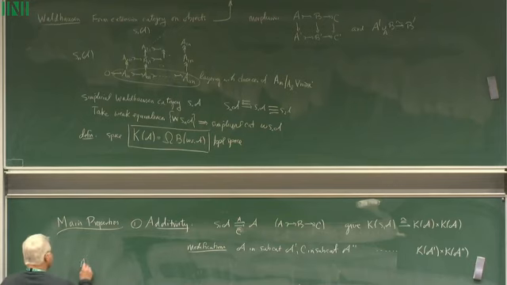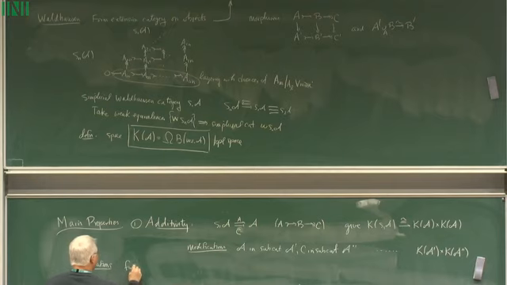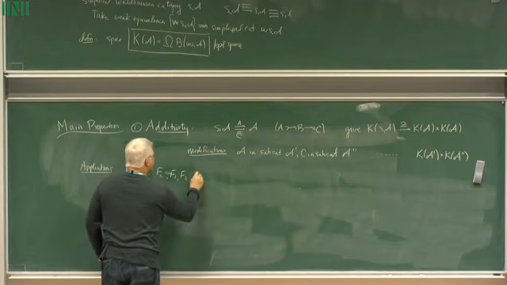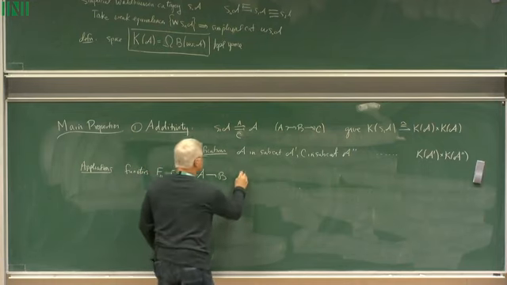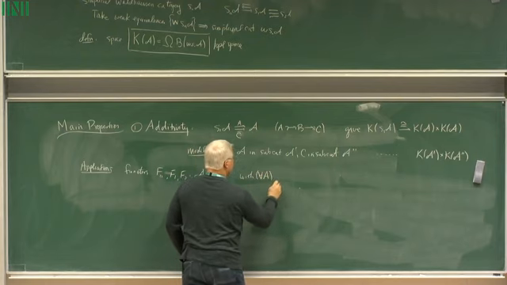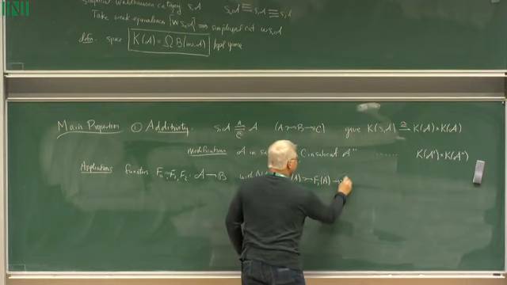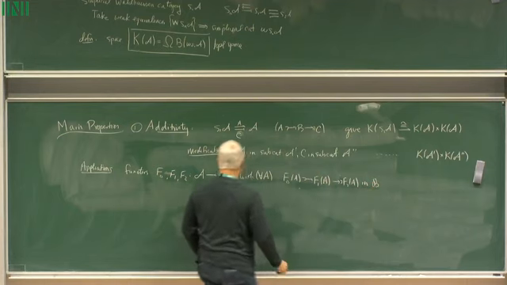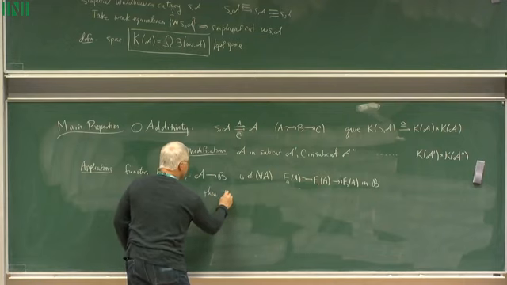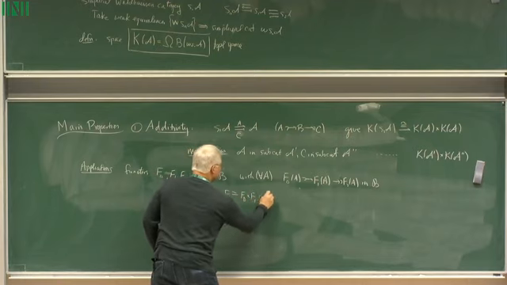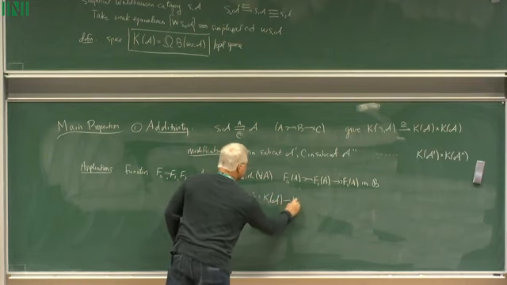So the main application of this is that if you have functors F0, F1, F2 from A to B with, for every A, F0 of A goes to F1 of A goes to F2 of A in B, then F1 is homotopic to F0 cross F2 as maps from the K theory of A to the K theory of B.